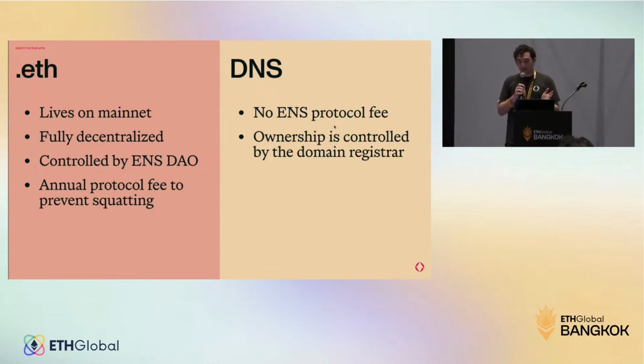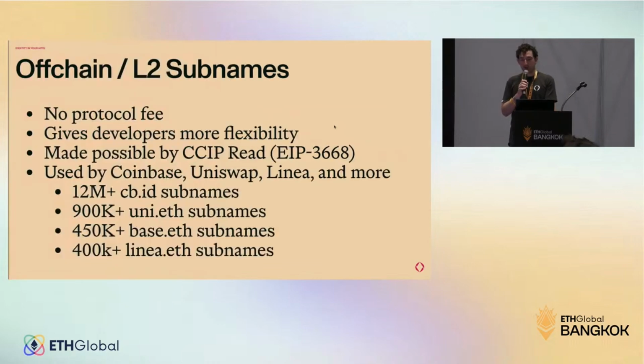Ultimately, one big difference, though, is that ownership is controlled by the DNS domain registrar. So Namecheap, GoDaddy, and so on. It is not as decentralized and on-chain native as .eth, if you want to put it that way. And then both of these names support off-chain and L2 subnames, or really, they both support the same stack of flexible data that you can do with ENS. And I'll explain more about this in a second, but subnames are the idea of having sub.name.eth, similar to how you can in the DNS world. And if you do this, again with .eth or DNS, there's no protocol fee. Developers have ultimate flexibility to build what they want.